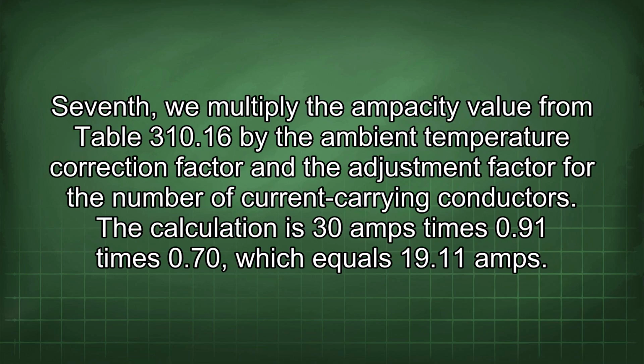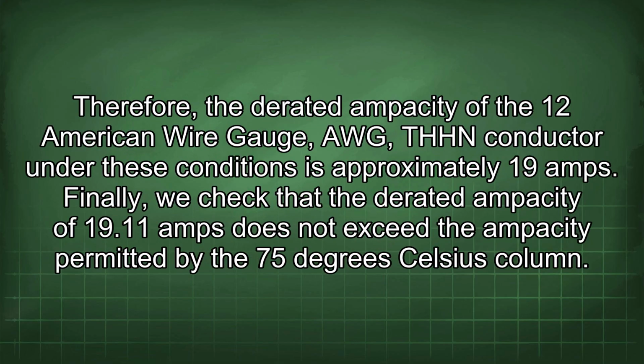Seventh, we multiply the ampacity value from Table 310.16 by the ambient temperature correction factor and the adjustment factor for the number of current-carrying conductors. The calculation is 30 amps times 0.91 times 0.70, which equals 19.11 amps. Therefore, the derated ampacity of the 12 AWG THHN conductor under these conditions is approximately 19 amps.